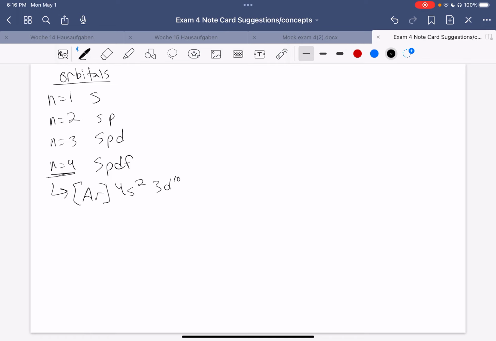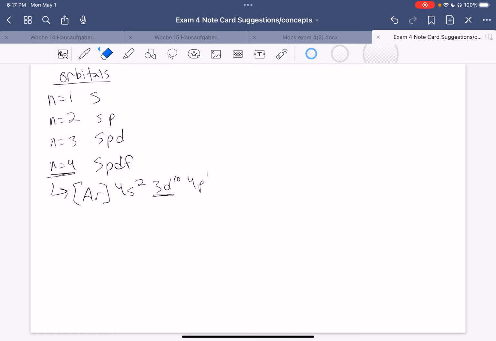And then what were we doing? I think we were doing gallium. And then we have a 4p1. And remember that though this 3d10 does exist, the 3 in front of it means that it's in the third energy level. You don't actually see these start popping up until the fourth one.